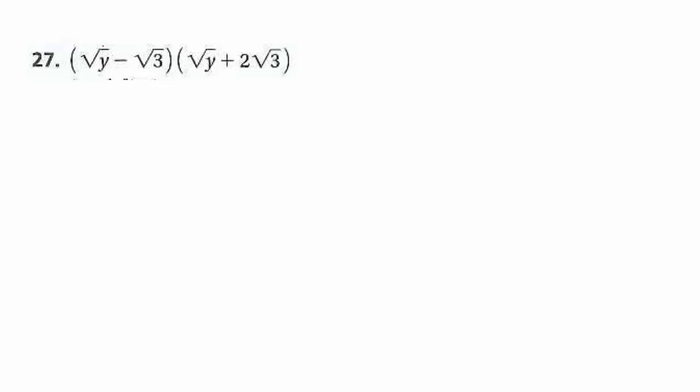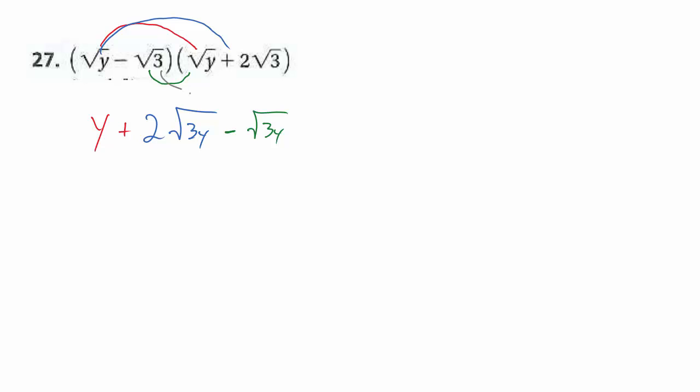For 27, we're just going to use the distributive property. So square root of y times square root of y is just y. Do square root of y times 2 square root of 3. That's going to be 2 square root of 3y. Let me color code that. I can put them both under the same radical because a radical times a radical, the index is the same. So I can put those like that. And I'm going to distribute this right here. That's going to be minus square root of 3y.